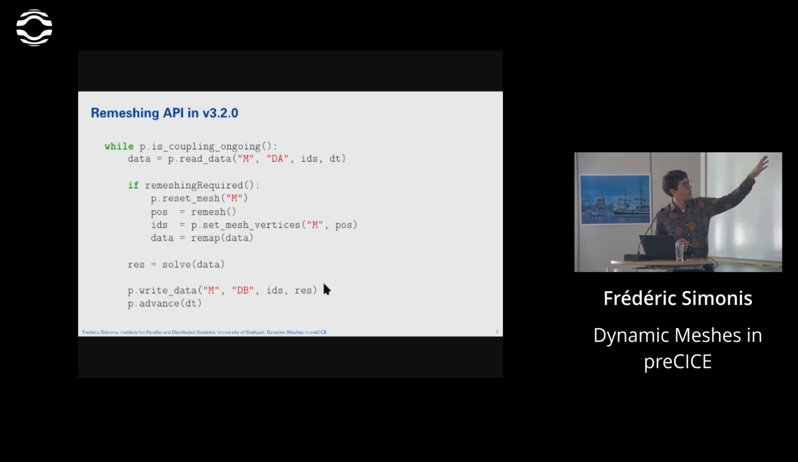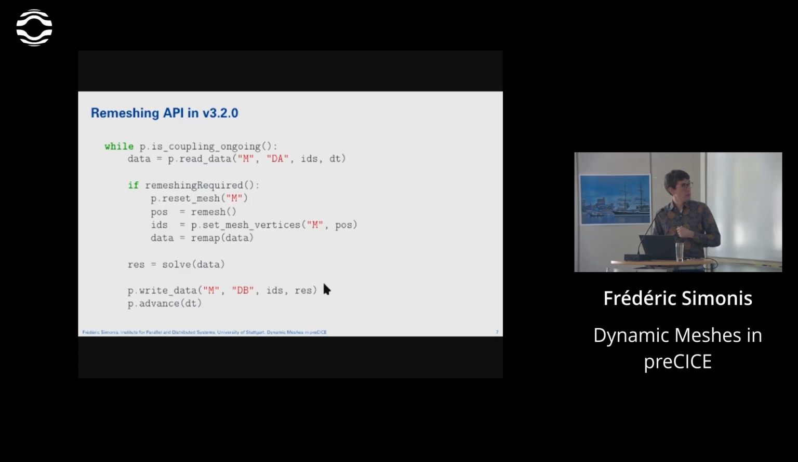Then you have something like this in the middle. So you would somehow evaluate if you need to remesh. This can be any criteria you can come up with. Then you would reset the mesh. So essentially, you tell preCICE, in this case this specific rank, please throw away my mesh M. Then you somehow do your remeshing. You get new positions that you can give again to preCICE.